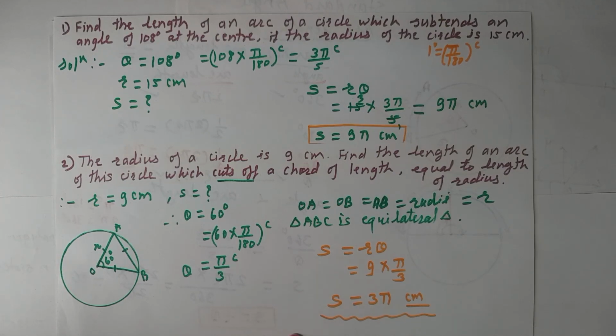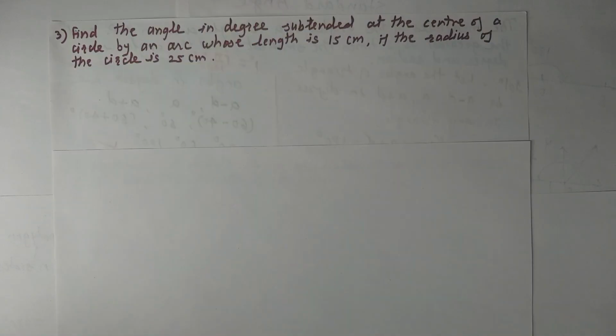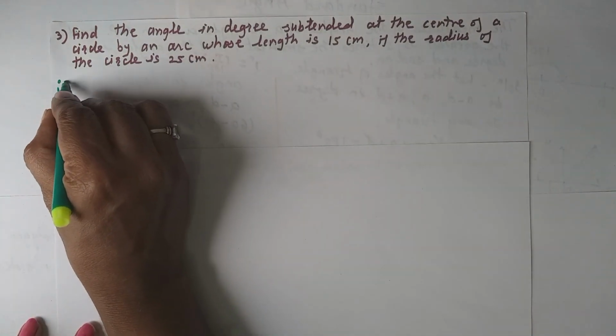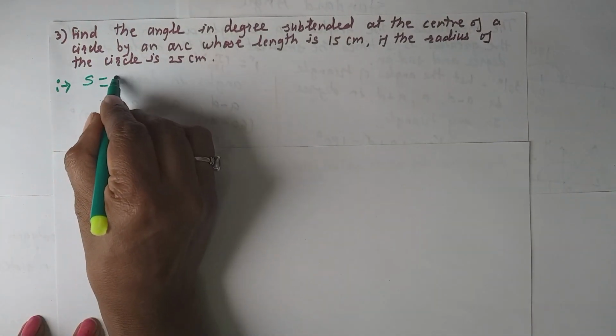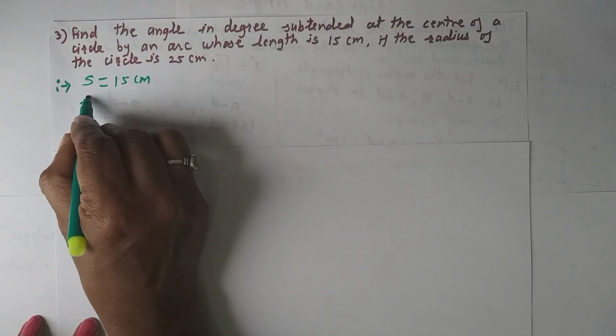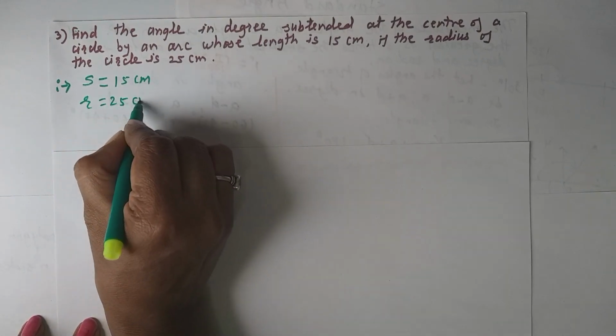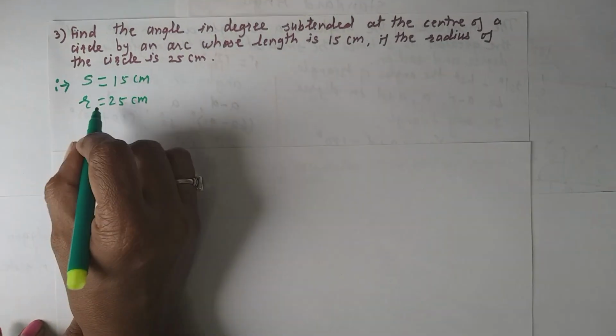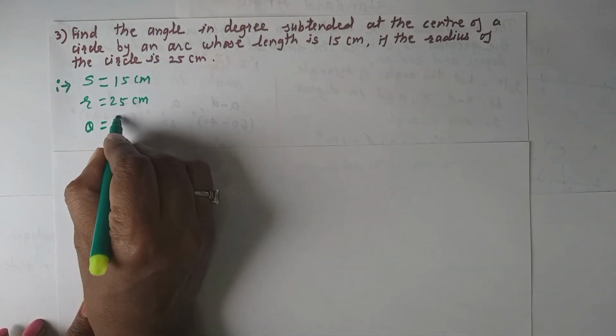Okay, students. If you have basic concepts clear, then it is very easy to solve the problems. Let's see the next problem. See what is given here. Find the angle in degree subtended at the center of a circle by an arc whose length is 15 centimeter and radius of the circle is 25 centimeter. See here what is given. S is given, that is arc length is given 15 centimeter, and radius is given 25 centimeter. And I have to find the angle, that is, I have to find theta.